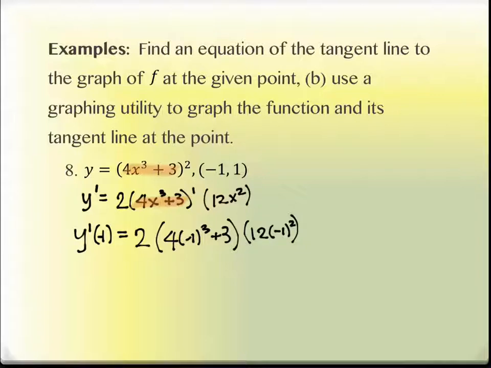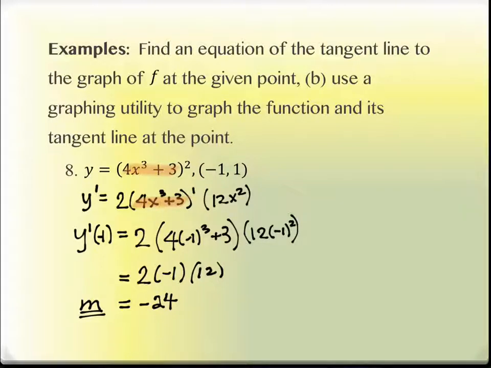I can work through this because the 1s work out really nicely. Negative 1 cubed would be negative 1, times 4 would be negative 4, plus 3 would be negative 1. So this is 2 times negative 1. And then at the end I have 12 times negative 1 squared. Negative 1 squared is 1, so this is just 12 at the end. So 2 times negative 1 times 12 would be negative 24. Okay, and that's the slope for our line.